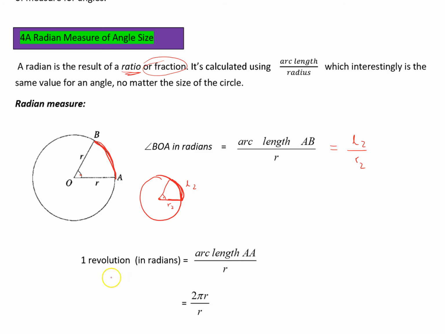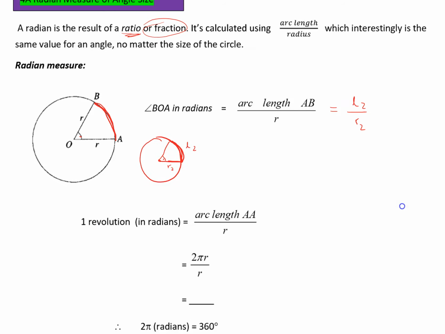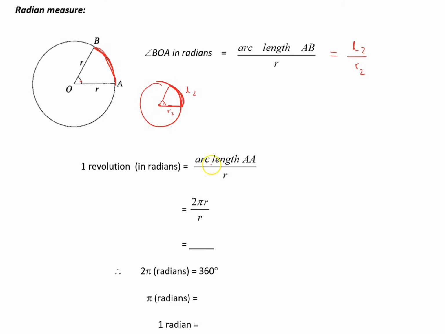Things we know about 1 radian is, based on this definition, that it's arc length over the radius. If I talked about 1 complete revolution, then think about the arc length of 1 complete revolution, and it would be the length from A all the way around to A over R.